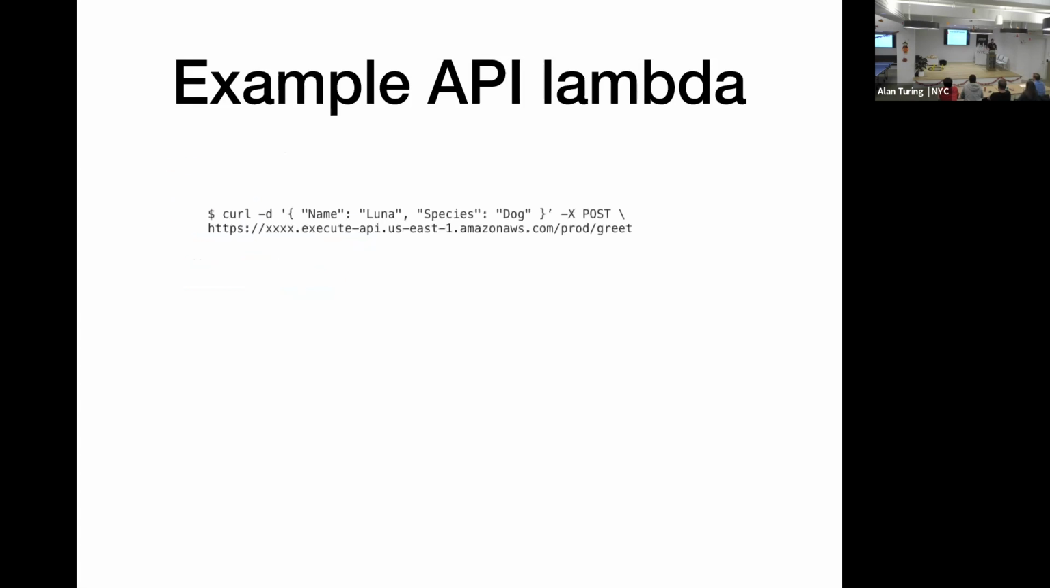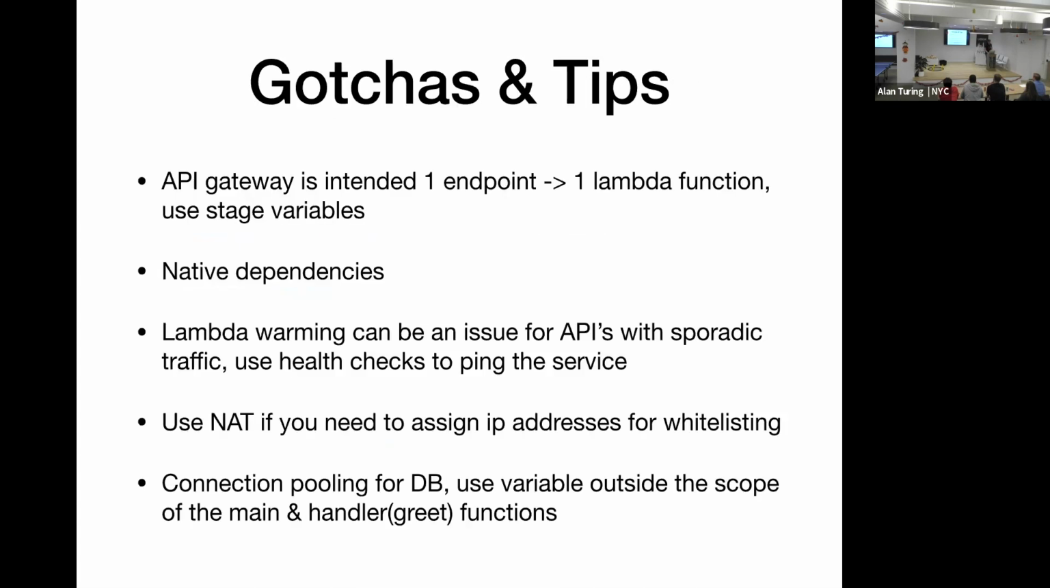And now that we're done with that, API Gateway will give you a URL that you can actually ping. So we're going to send a POST request to API Gateway with the JSON that we had before, and we'll get a little JSON message back. So that's the example that I'm going to give, and I'm just going to walk through a few gotchas and tips for API Gateway and AWS Lambda.